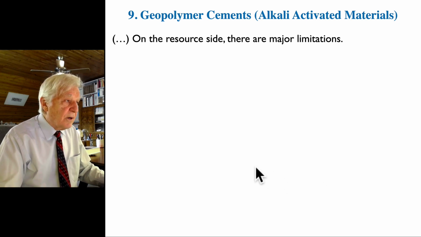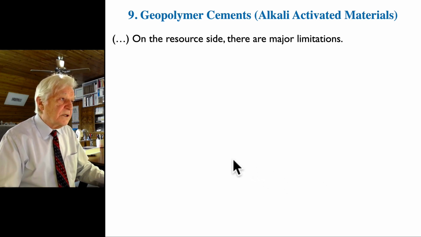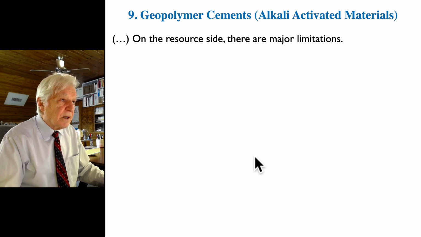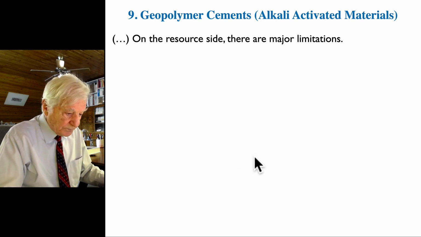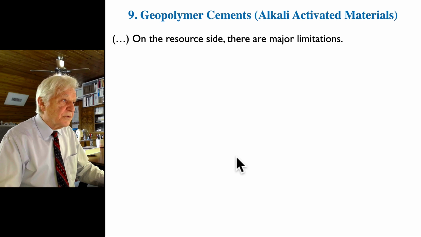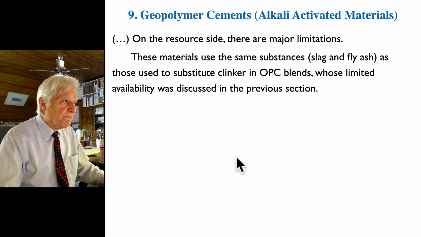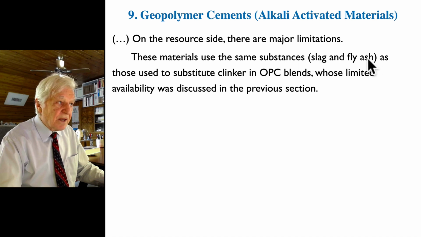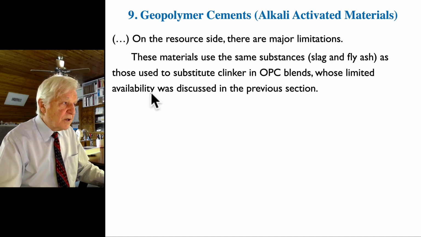They have a section dedicated to geopolymer cements and alkali activated materials. And I read these excerpts. On the resource side, there are major limitations for geopolymer cements. These materials use the same substances, slag and fly ash, as those used to substitute clinker in OPC blends, whose limited availability was discussed in the previous section.